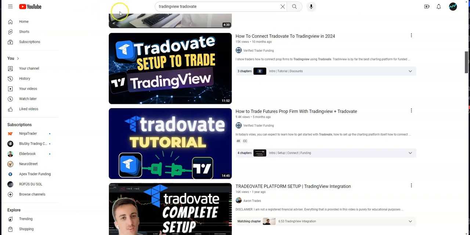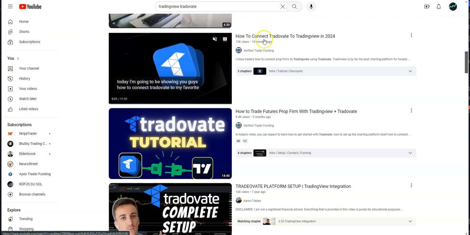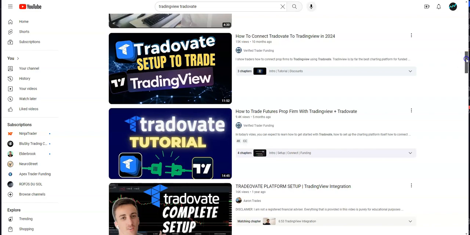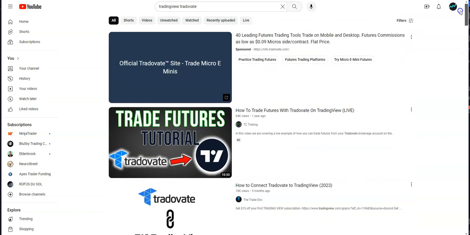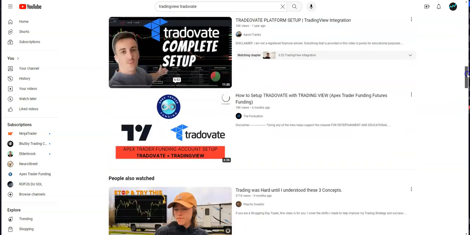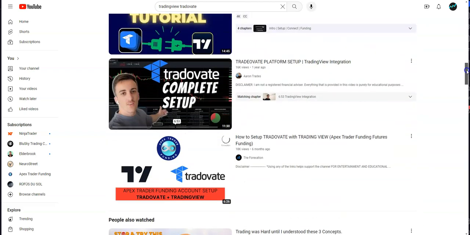And another beauty of the TradingView connection: you can work your futures prop accounts now with that setup. Many people are showing tutorials on how that all works, so that's now become very prominent with a lot of these prop firms.